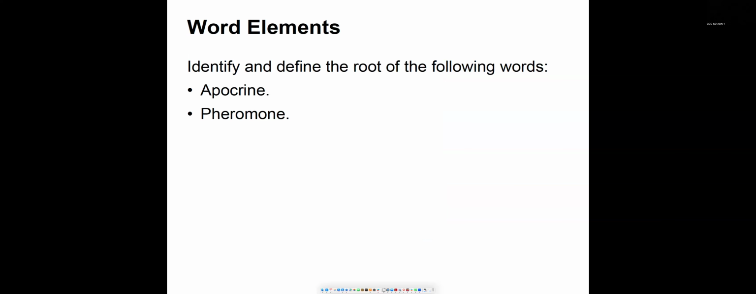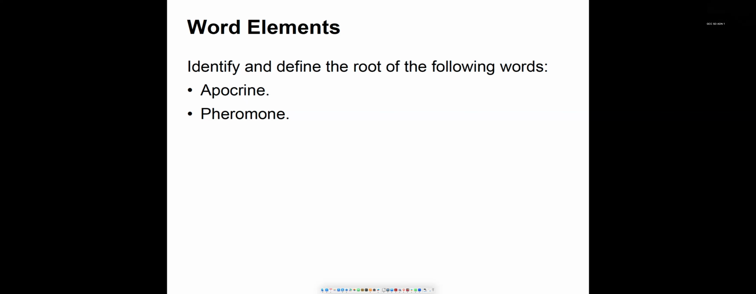Word elements. It says, identify and define the root of the following words. All right, let's focus here. The root is crin, which means to secrete. The prefix is apo, which means separate from or away from. So together, apocrine is a gland that secretes its product by pinching off a portion of the cell, as seen in sweat glands located in areas like the armpits and the groin.